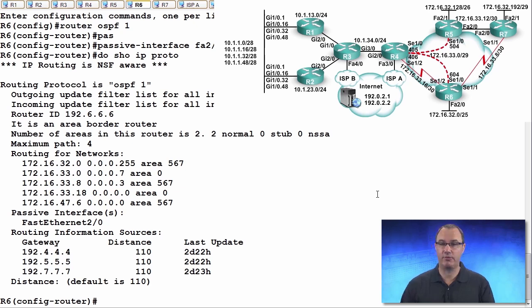So, passive interface is a great way to control your routing protocol and understand that it absolutely removes any possibility of a neighborship to be formed on that interface.